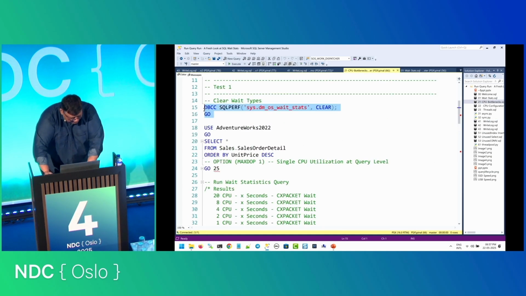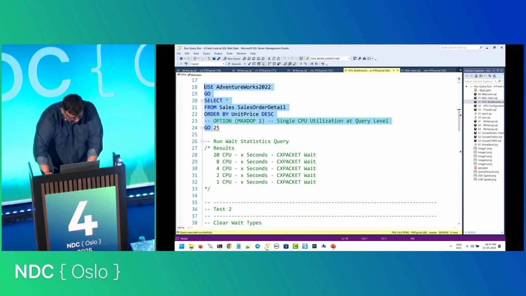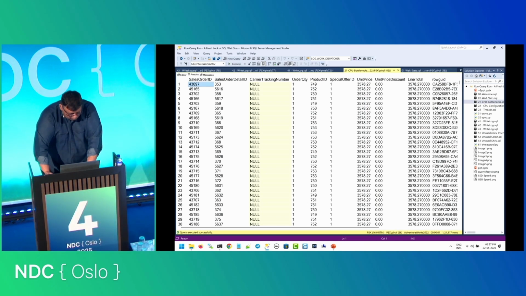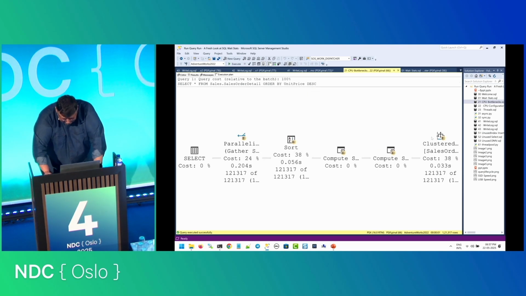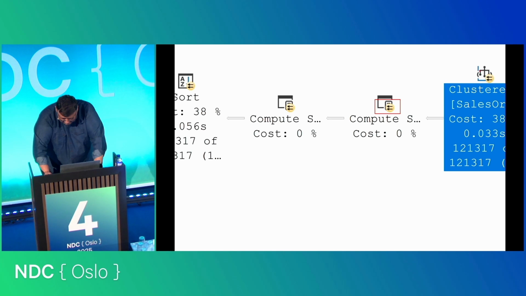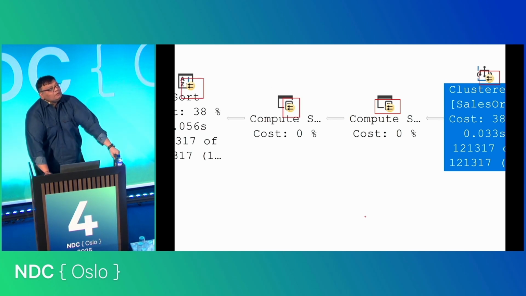So let's see a very, very simple query. Do you see this query on the screen right now, with the double arrows here? What does that mean actually? That means this particular operator is running in parallel. It is processing multiple rows in parallel.